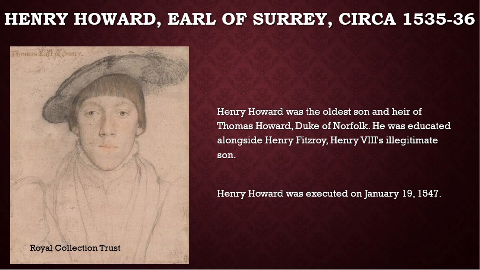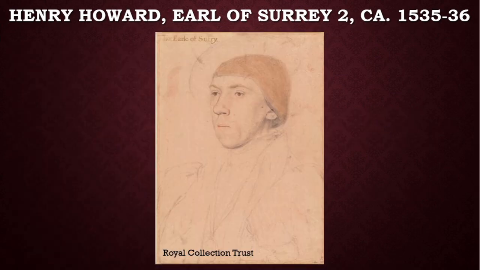From 1530 until 1532, he lived at Windsor with his father's ward, Henry Fitzroy, Duke of Richmond. In April 1532, he married Lady Frances de Vere, the 14-year-old daughter of the Earl of Oxford, but they did not live together until 1535.